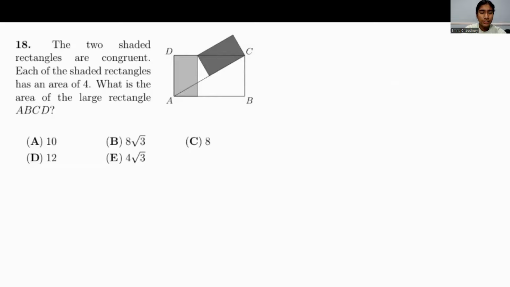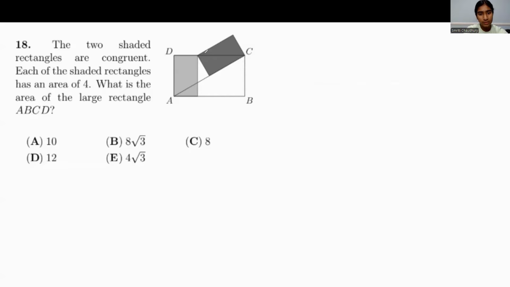Number 18. The 2 shaded rectangles are congruent. Each of the shaded rectangles have an area of 4. What is the area of the large rectangle ABCD? So we know that this rectangle and this rectangle have an area of 4 and are congruent, which means they share the same dimensions.